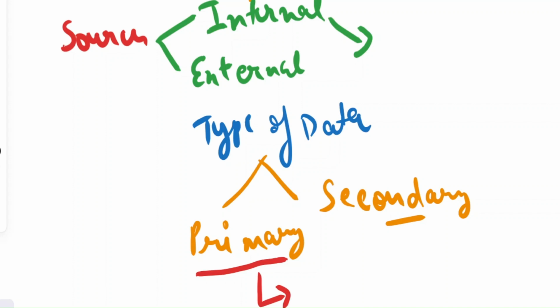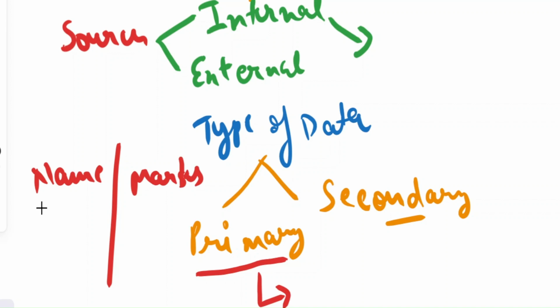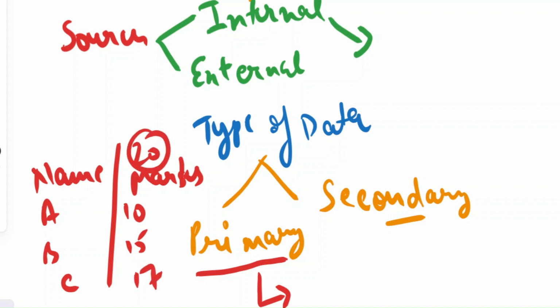So that will be termed as primary data, where you collect it for the very first time. Suppose the teacher asks for the names of the students and their marks. Suppose student A got 10 marks, student B got 15 marks, student C got 17 marks. These marks are out of 20. So this is the primary data which was first collected by your class teacher.